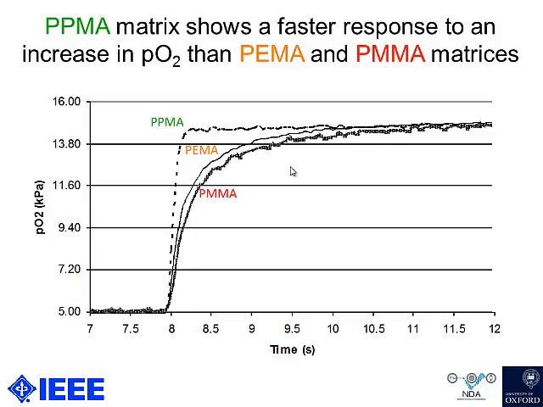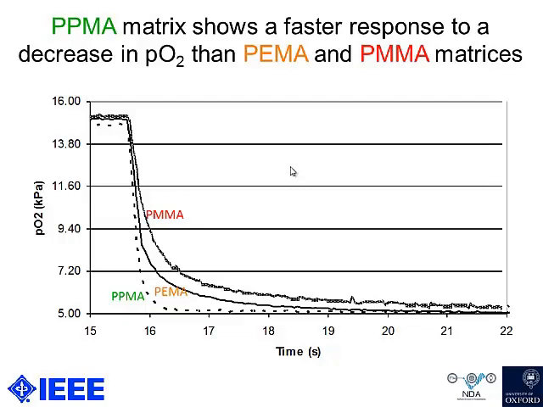And again, similar results were recorded when we did the opposite, so when we went down from a pressure of 15 to a pressure of 5 kilopascals. Again, these new matrices with longer pendant groups responded more rapidly.